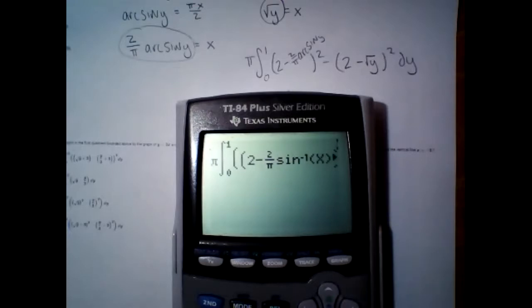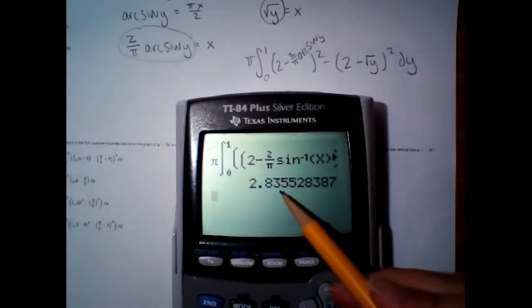Eventually. This was a complicated one. There we go. 2.835. Now they round up, so it'll be 2.836. And so that one is D.